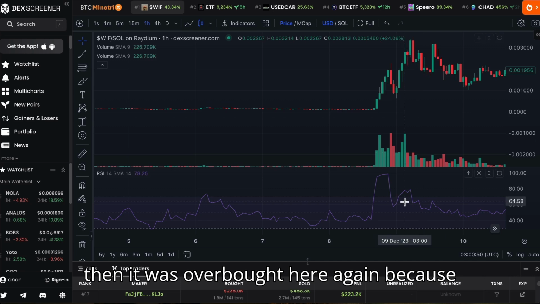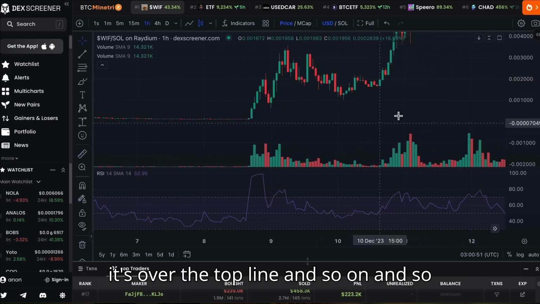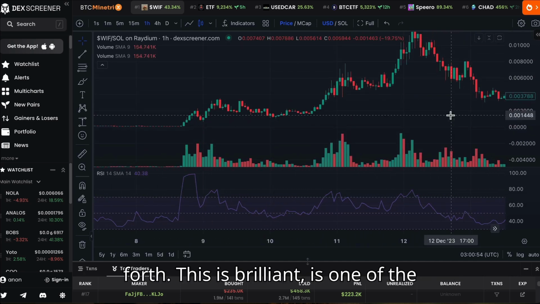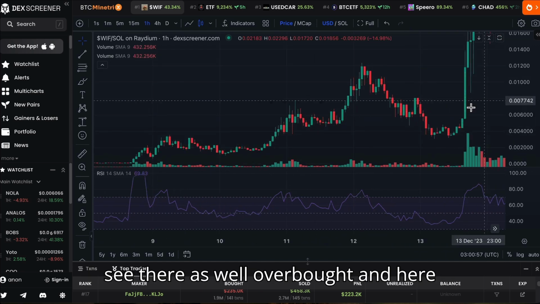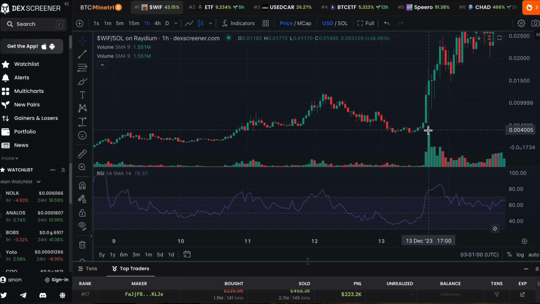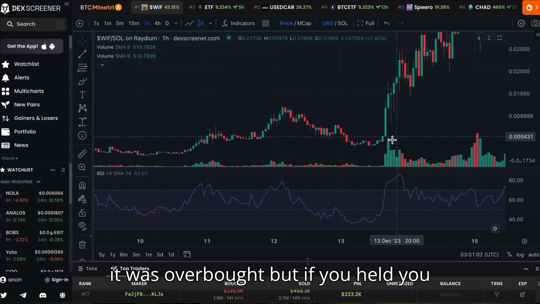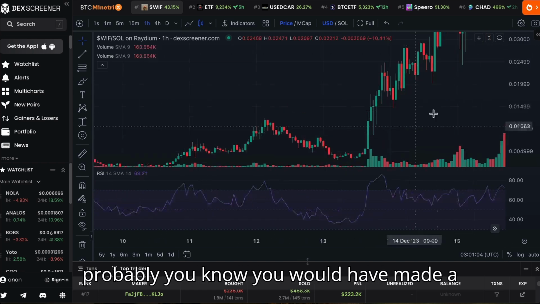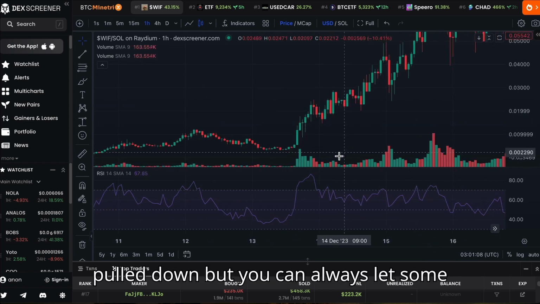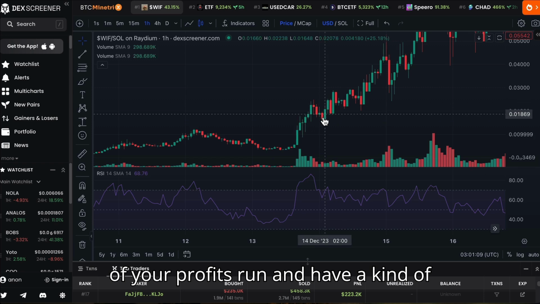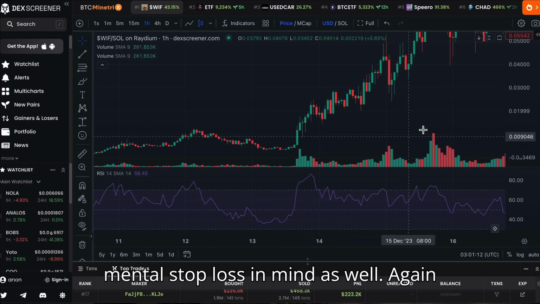And then it was overbought here again because it's over the top line, and so on and so forth. This is brilliant. This is one of the best ways to pick tops in meme coins. You can see there as well, overbought. And here, it was overbought, but if you held, you would have made a lot more money because it kept going up. Which is why I'm saying, yes, it could have pulled down, but you can always let some of your profits run and have a kind of mental stop loss in mind as well.